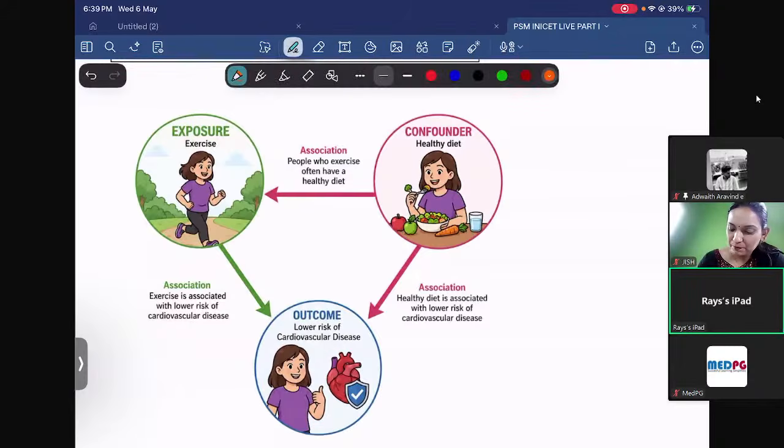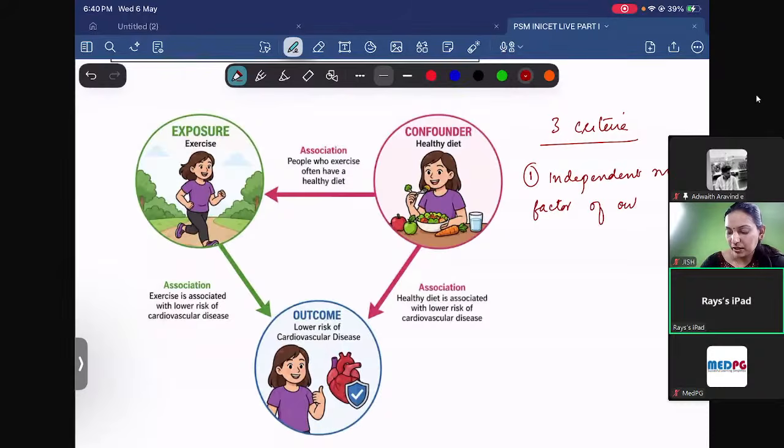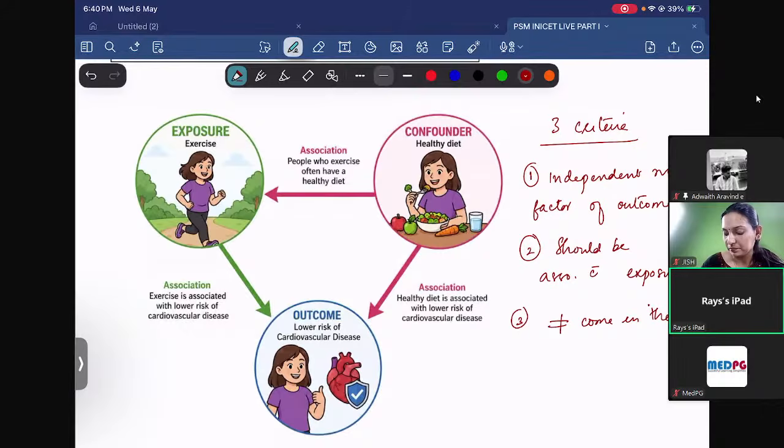So I'll just write down the three criteria that we just discussed. The three criteria to call a variable, or call the third variable, a confounder. First one is it should be an independent risk factor of the outcome, or for the outcome. Second one, it should be associated with your exposure. And the third point is that it should not come in the causal pathway.